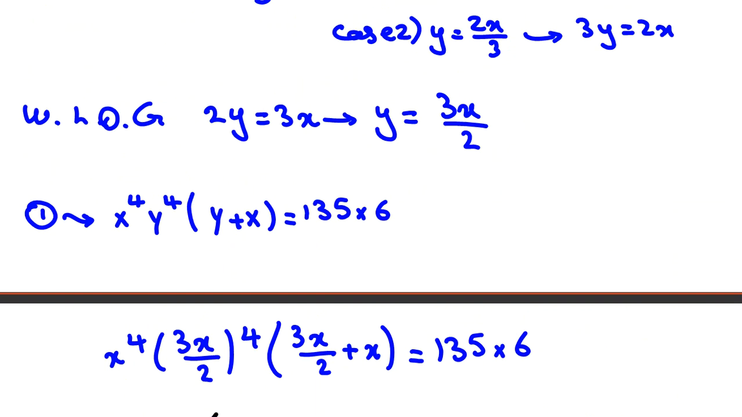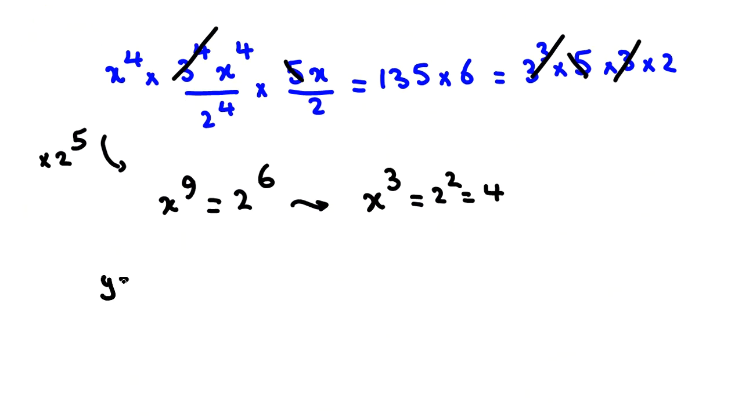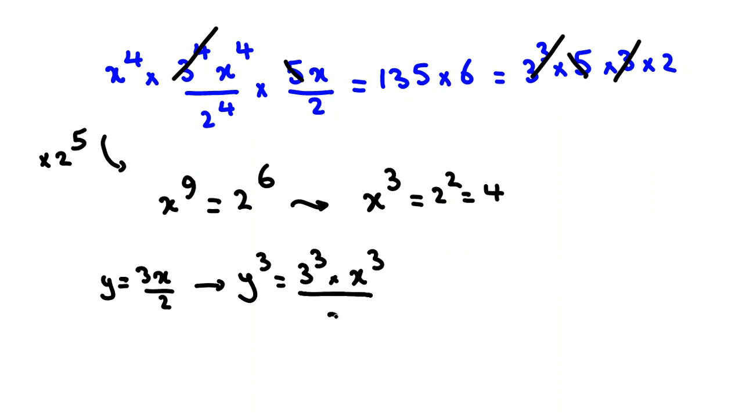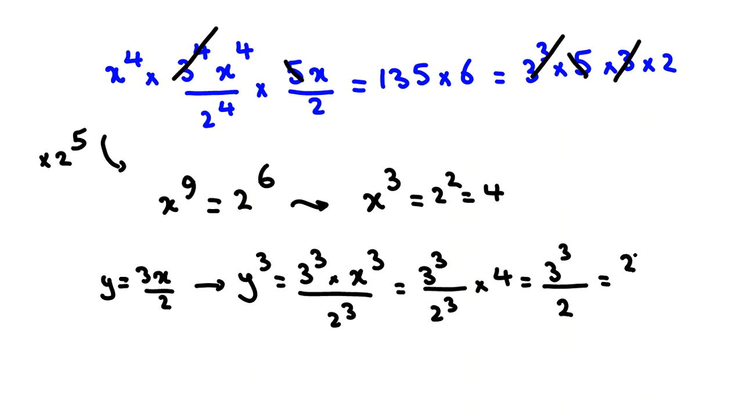We found y is 3x over 2. So y is 3x over 2. So we can say y cubed. We raise both sides to the power of 3. It will be 3 cubed times x cubed over 2 cubed. So if we replace, it will be 3 cubed, 2 cubed, x cubed. We replace x cubed with 4. It will be 3 cubed. 4 is 2 squared. 2 squared over 2 cubed will be 2. So we can say it is 27 over 2.